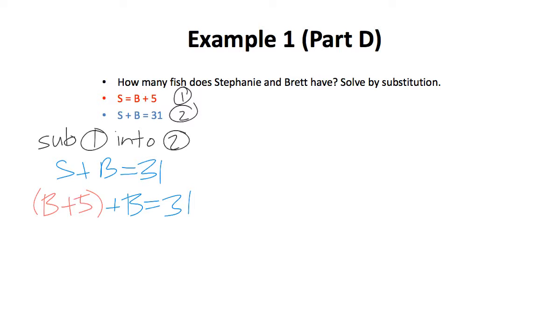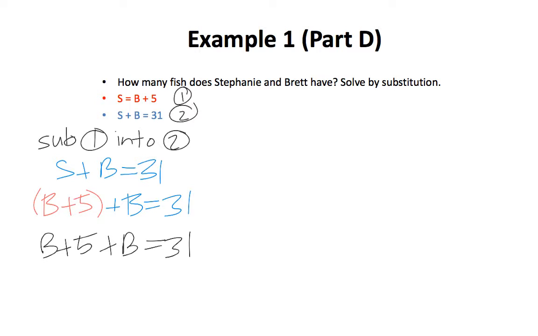There's actually a 1 in front of the pair of brackets, which means we're going to have to use the distributive property, and we're going to distribute that 1 to everything within the brackets. So everything gets multiplied by 1, which means everything stays the same. So that's just B plus 5. The plus B and equal to 31 is the same as well.